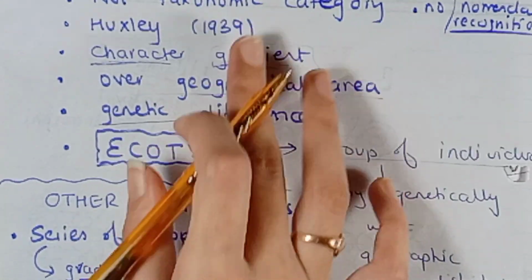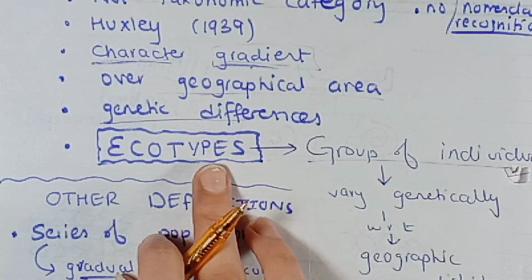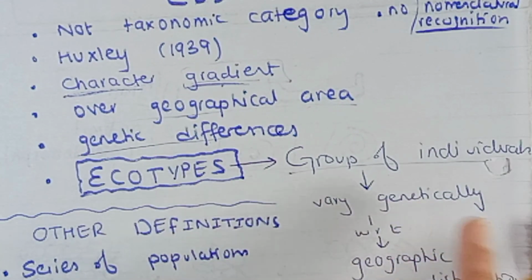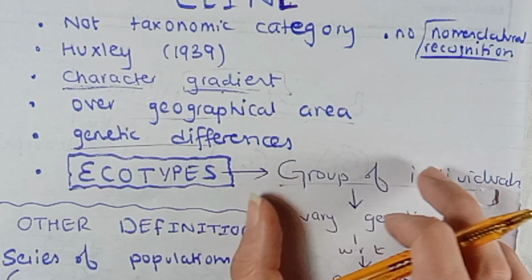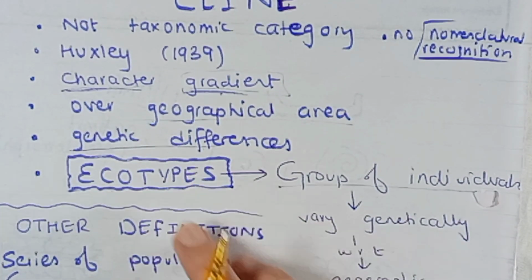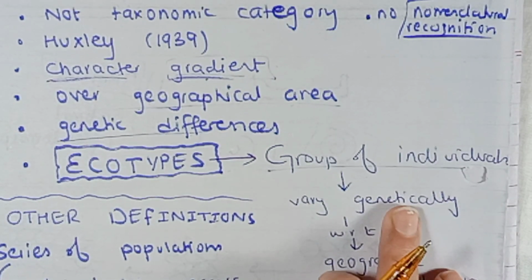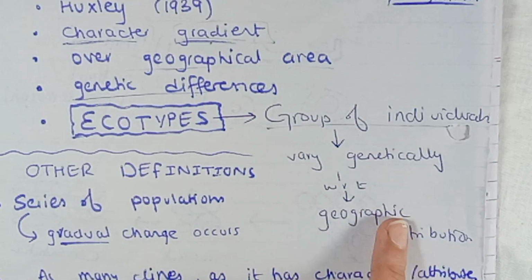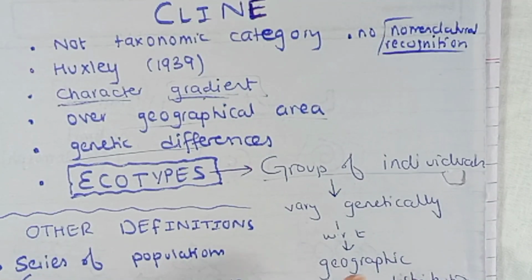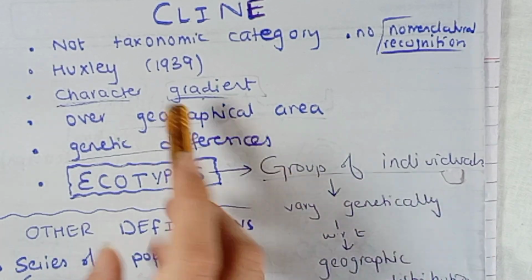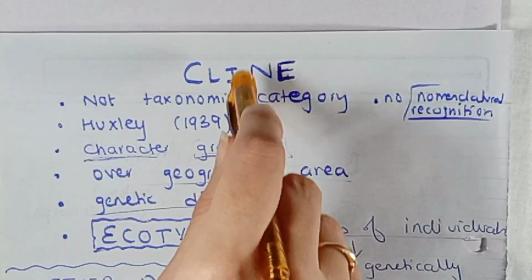Then we saw that clines are the ecotypes of the species. What are ecotypes? Ecotypes means a group of individuals, meaning populations. Why do we call them ecotypes? Because they vary genetically. There are some kinds of genetic differences among them with respect to the geographical distribution, over the surface area. That's why the character gradient occurs, which is the cline.